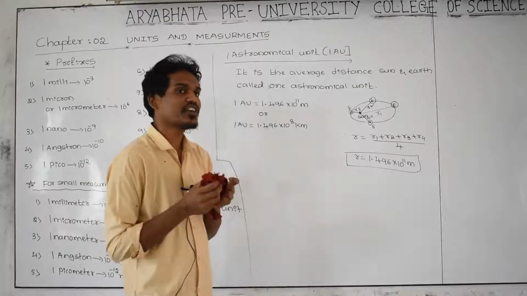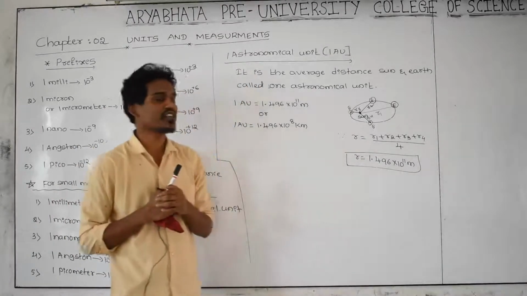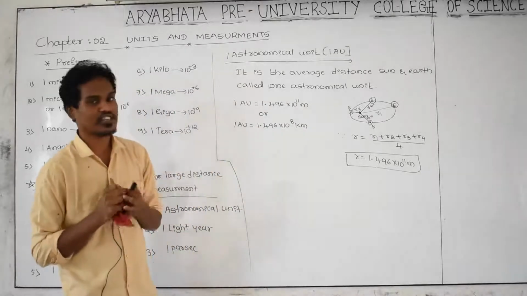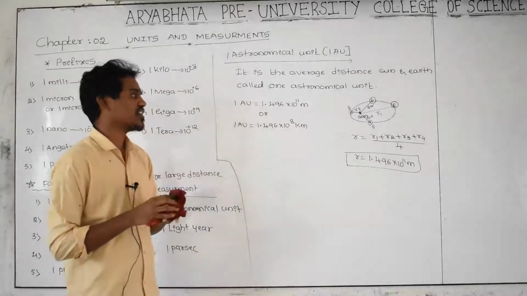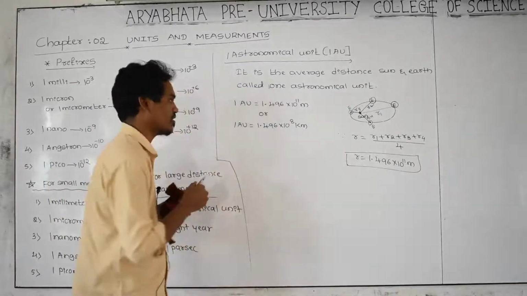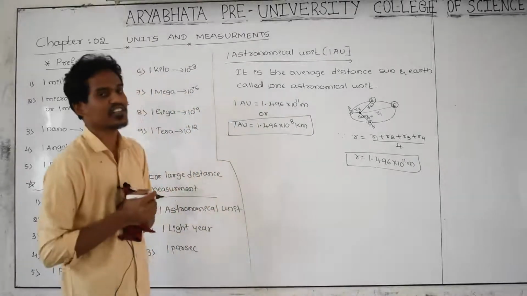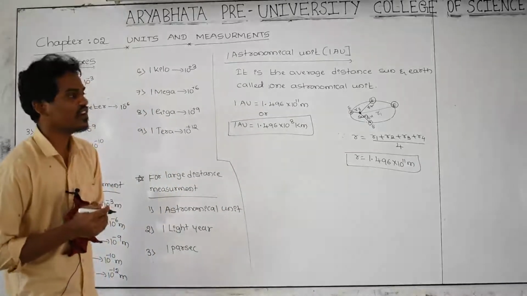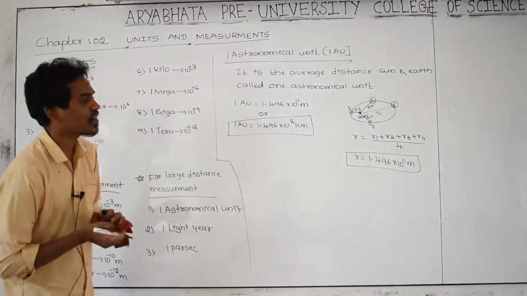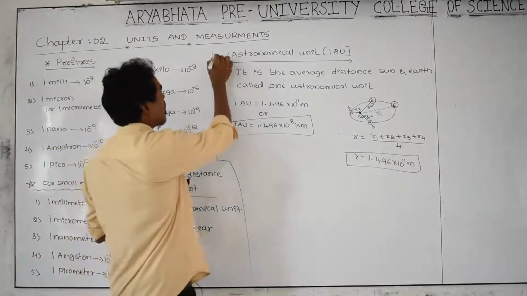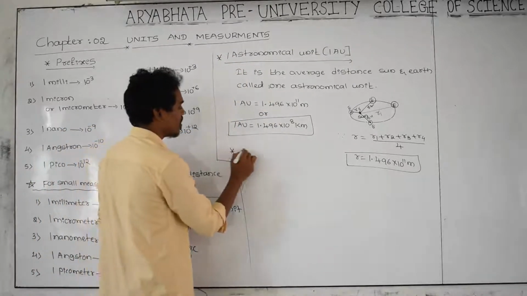And how much is the average distance between Sun and Earth? After calculating, we are getting that the magnitude of the distance is equal to 1.496 into 10 to the power of 11 meter, or in terms of kilometer, 1.496 into 10 to the power of 8 kilometer. What is astronomical unit? The astronomical unit is the average distance between Sun and Earth. How much is it? That is 1.496 into 10 to the power of 11 meter. And this is for large measurements we are going to use. And go to next. What do you mean by light year?